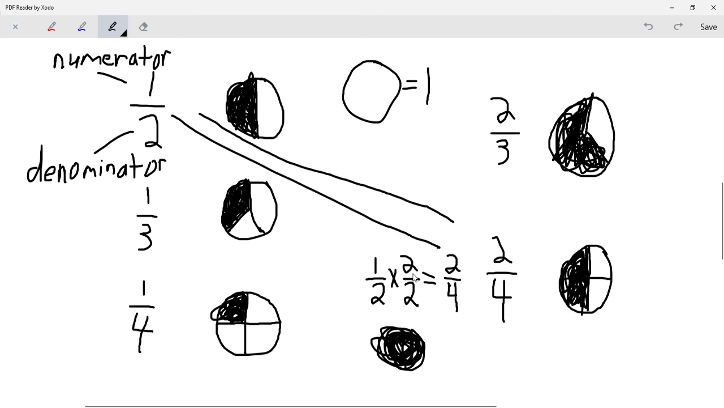And you can do this with any iteration of 1. So 1/2 times 3 over 3 equals, you just multiply across, 3 over 6, which is also equal to 1/2. So this is just a very basic explanation of what fractions are, what the numbers in them represent, and hopefully that is helpful.